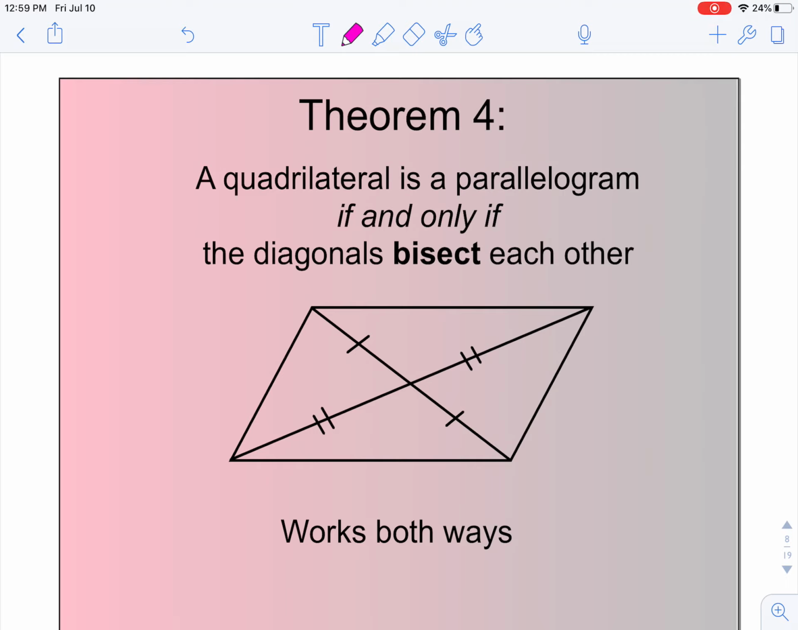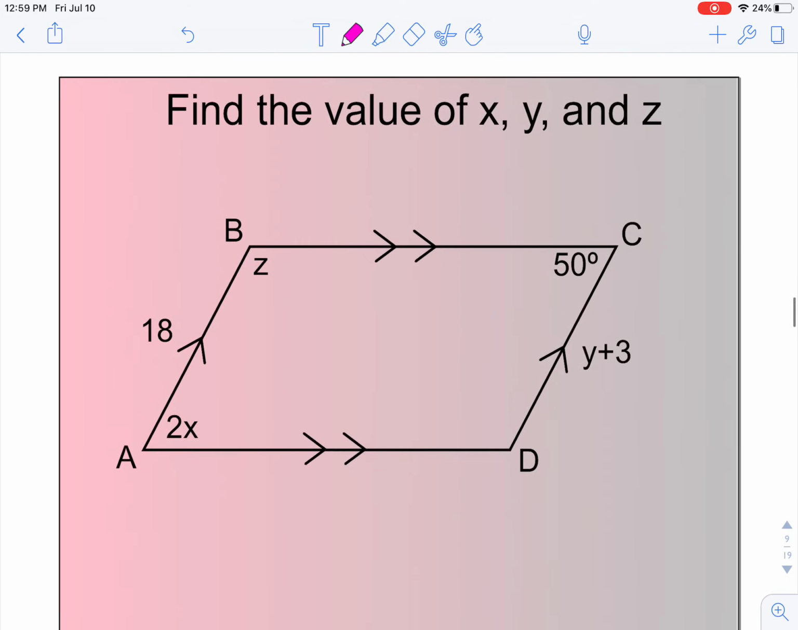And the fourth theorem, a quadrilateral is a parallelogram if and only if the diagonals bisect each other. And again, if I tell you it's a parallelogram, then you know the diagonals bisect each other. On the other hand, if I can show you that a quadrilateral has two diagonals and they're bisecting each other, then you know that it's a parallelogram. All right, so let's use some of these to find some missing values.